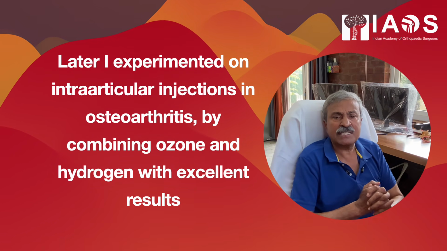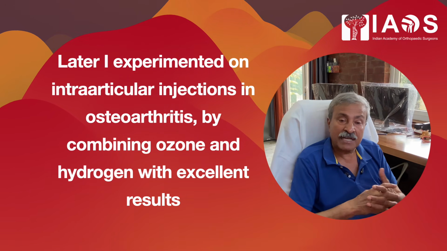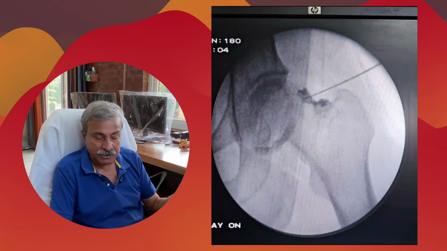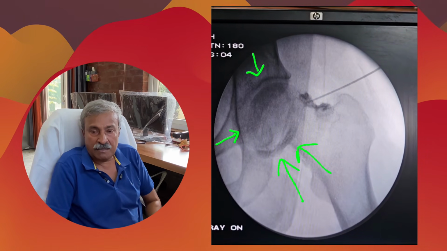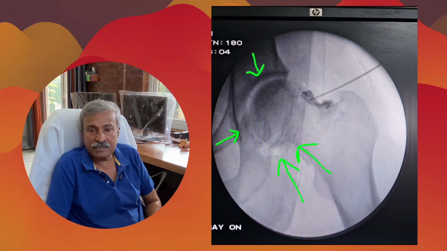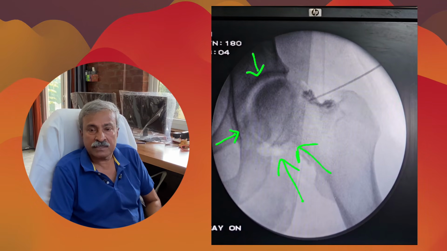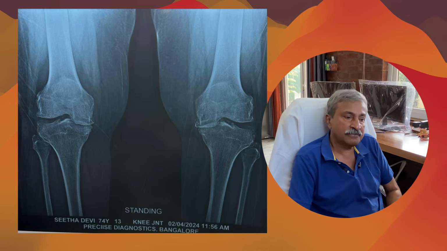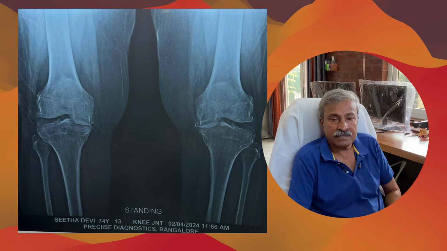Later, I experimented with intra-articular injection in osteoarthritis of hip and knee by combining ozone and hydrogen, with remarkable results. You can see in this picture a hip joint being injected with hydrozone, and you can see how the hip joint distracts by injection of these molecules, and the movements did improve dramatically.